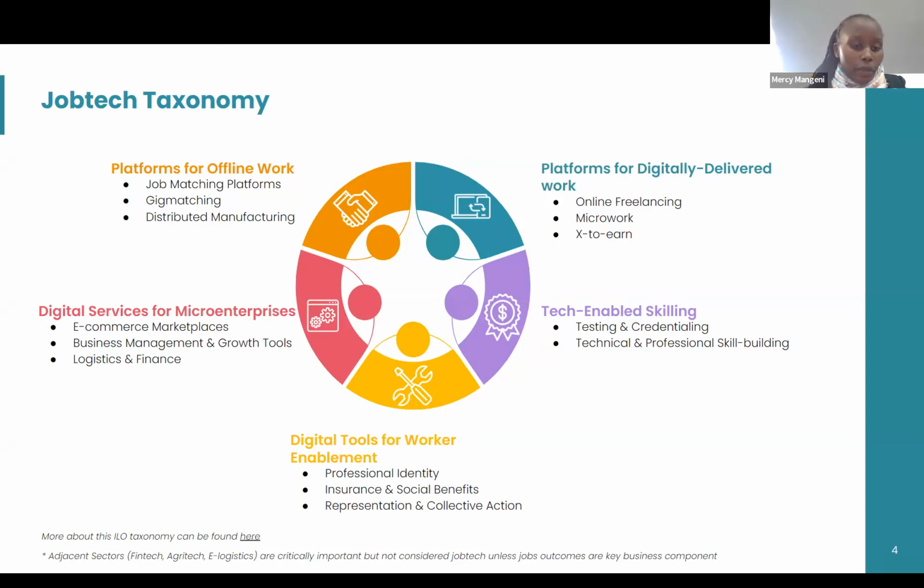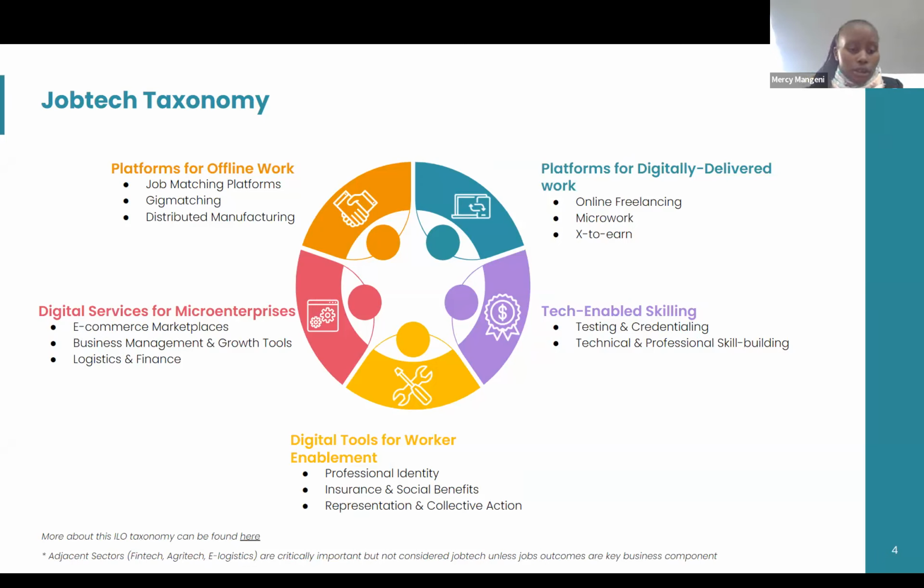Then the second category we have is platforms for digitally delivered work. So in layman's terms, basically these are platforms where work is mediated and delivered online. So think about your Fivers or your Upworks and many more. And there's various subcategories in this. So we have the skilled online freelancing, the microtask platforms, managed services, and many, many more.